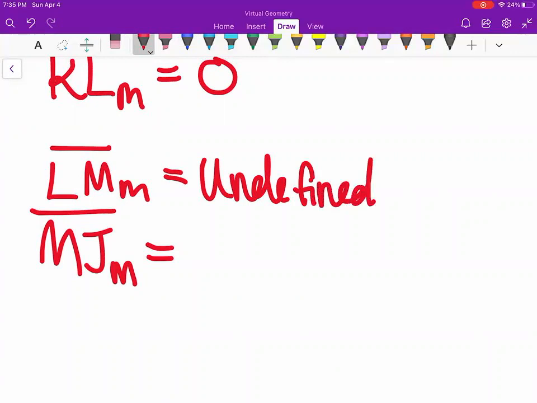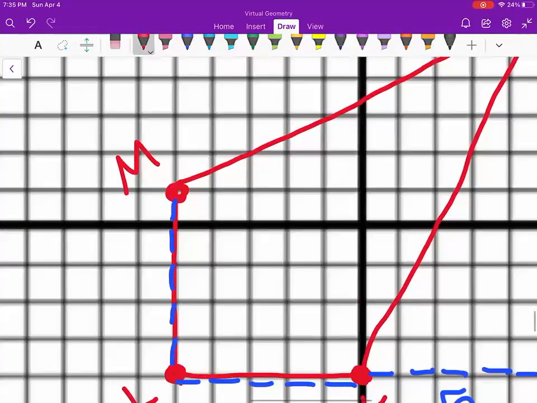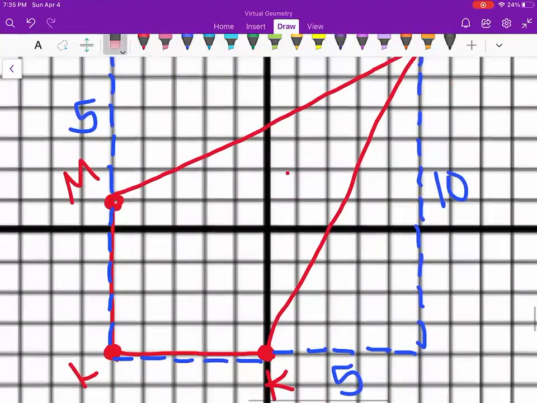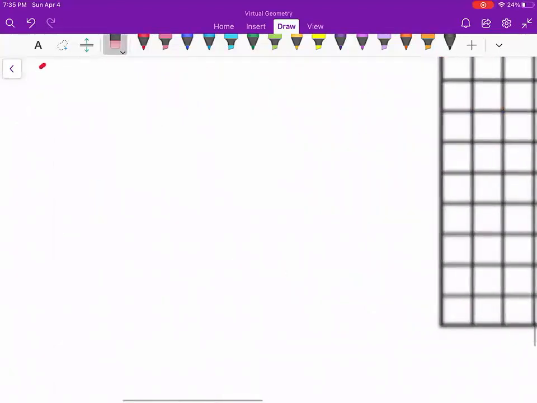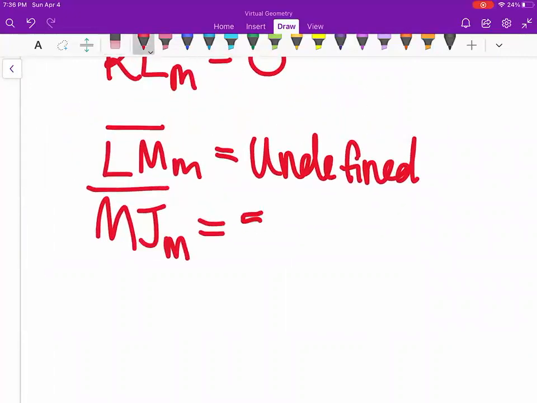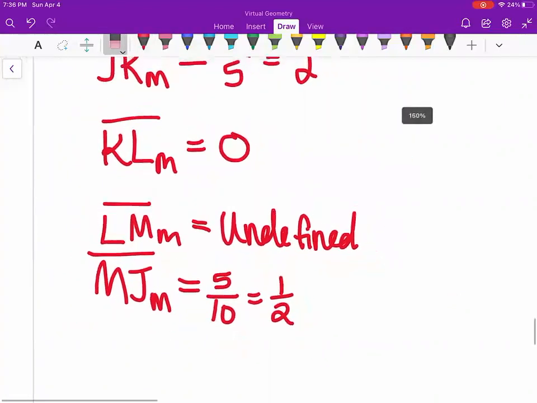All right, and then our last one, MJ. We've got 1, 2, 3, 4, 5 up, and 1, 2, 3, 4, 5, 6, 7, 8, 9, 10 to the right. So 5 over 10, 5 up, 10 right, 1/2. All right, none of these are the same, so parallelogram and trapezoid are out.